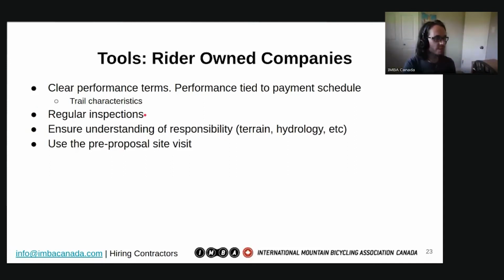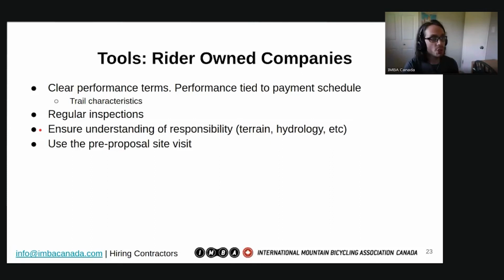Regular inspections of the work to make sure, okay, maybe they do a really good job of what they do, but are they overstretched with other projects on the go and they're not able to dedicate the resources necessary? Maybe there's some inspection related components that can hopefully help you retain control of what that final product looks like.